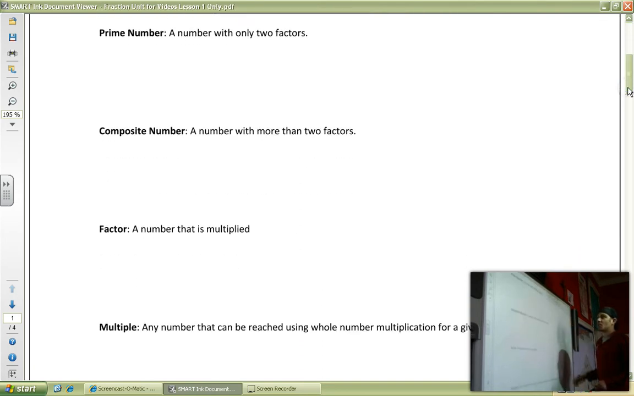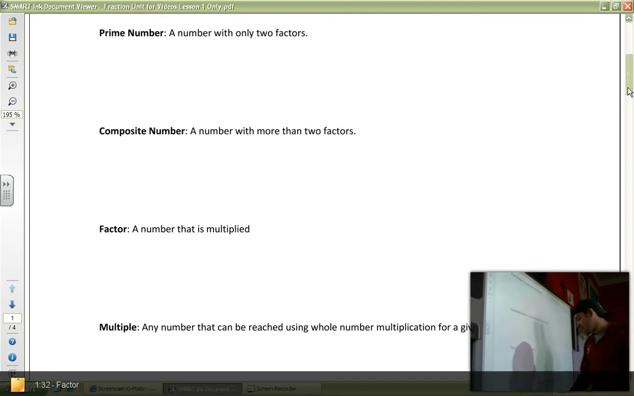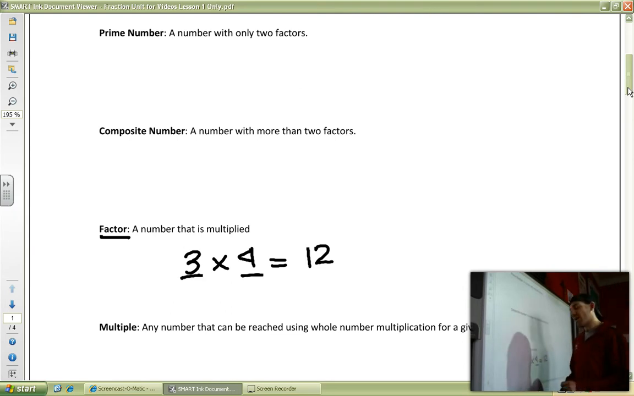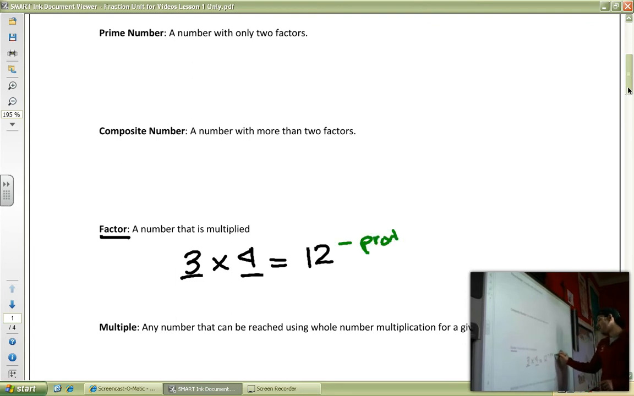A prime number is a number with only two factors. Well, we're going to start down here with factor because of that. A factor is a number that's multiplied. So let's look at 3 times 4 equals 12. Our numbers that are being multiplied are 3 and 4. 3 and 4 are our factors. So a little bit of a review, 12 is your product. Okay?